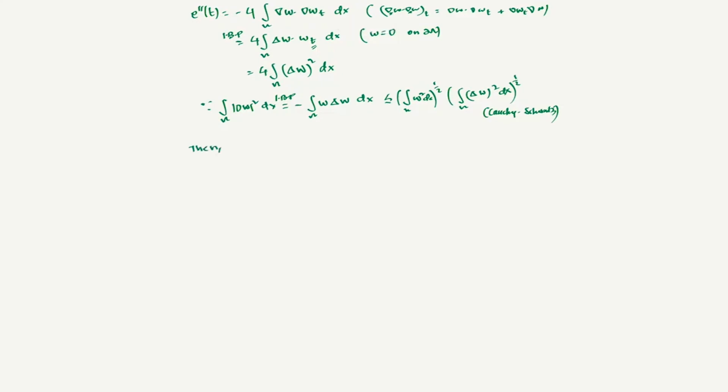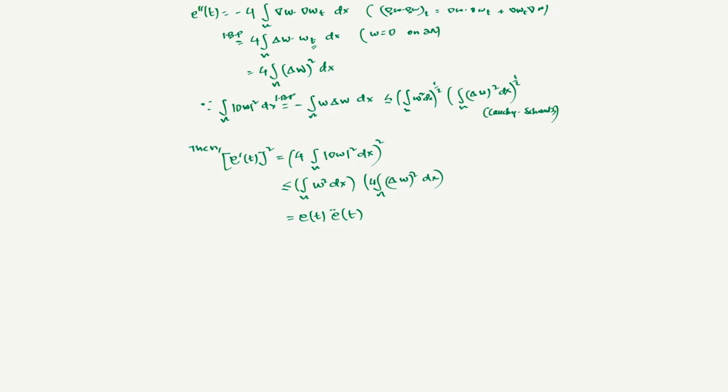Now once we do this, then e prime of t, let's take the square of this thing. E prime of t squared is 4 times the integral over omega of the gradient of w squared dx, whole square. Clear? And that is less than or equal to the integral over omega of w squared dx times the integral over omega of 4 times the Laplacian of w squared dx. Clear? And this is e of t times e double prime of t. I hope this is clear to you.